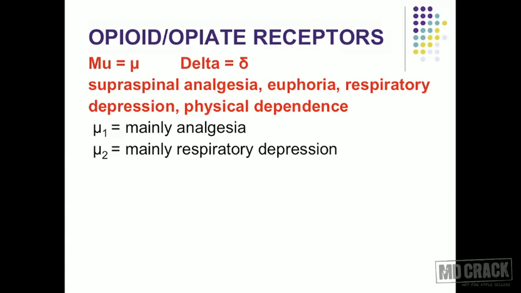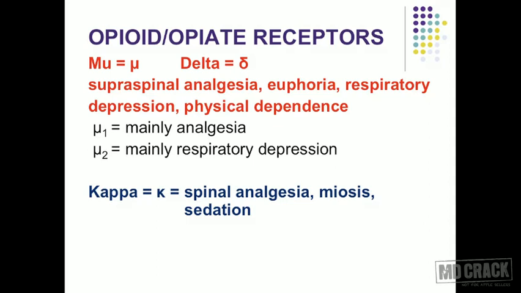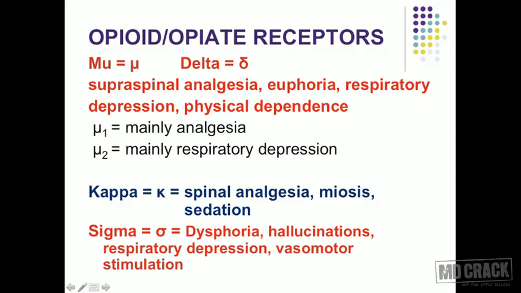Mu and delta, both the receptors, are responsible for transmitting supraspinal analgesia, a sense of euphoria, respiratory depression, and physical dependence. The mu receptors are of two types, that's mu 1 transmitting mainly analgesia and mu 2 transmitting mainly the respiratory depression. As I just said, the kappa receptor is also responsible for analgesia, and that's mostly spinal analgesia. In addition to this, an important kappa action is miosis, that's constriction of pupil, and sedation. The last one, that sigma receptor, transmits dysphoria, hallucinations, respiratory depression, and vasomotor stimulation.